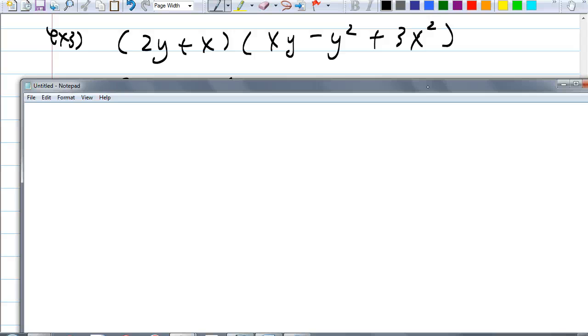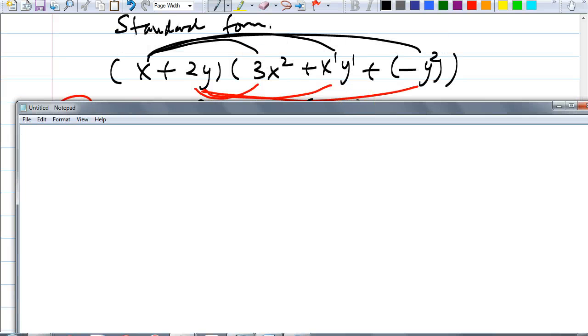And do you think it's a good idea to change everything to addition? Yes, okay, good. Go ahead, everybody try. So, how many people wrote the problem like this in standard form? x plus 2y times 3x squared plus xy plus negative y squared. Raise your hand. Good. Okay, so somebody tell me what to write.